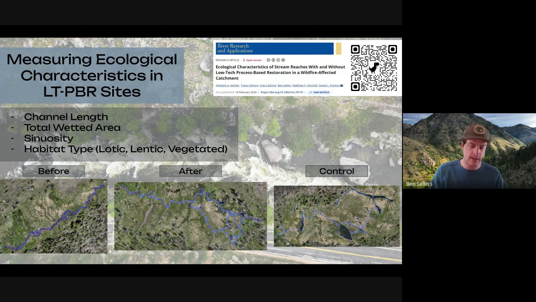So this paper just came out a couple weeks ago. You can scan the QR code in the top right. It's a really comprehensive review of the ecological metrics in these sites. And just a spoiler alert, it showed that these LT-PBR sites showed improved fish habitat and thermal heterogeneity, but it also points out the need for longer term monitoring to really understand how the ecology in these sites is changing as a result of restoration.